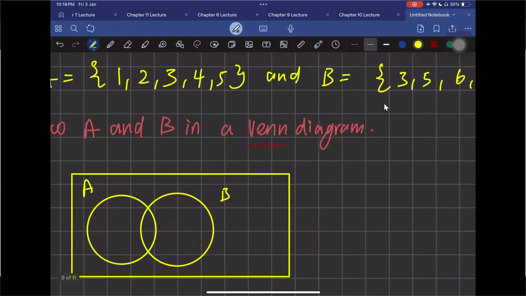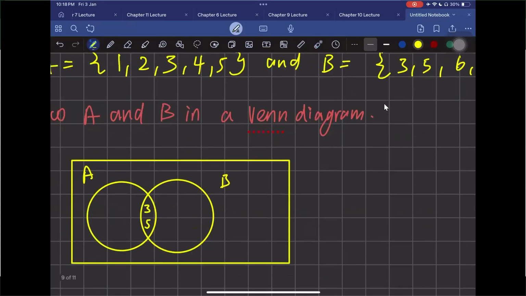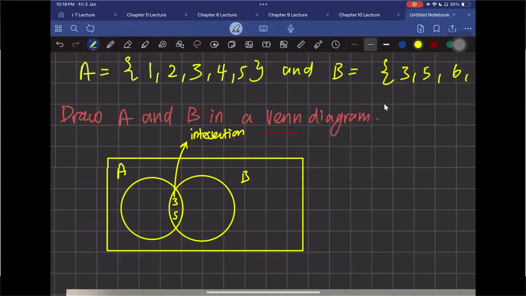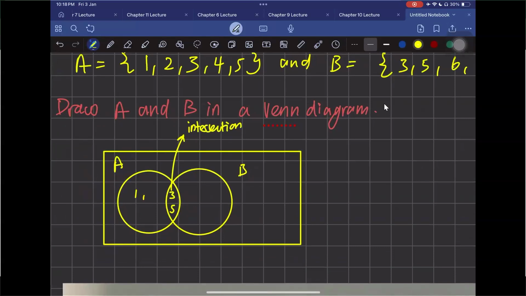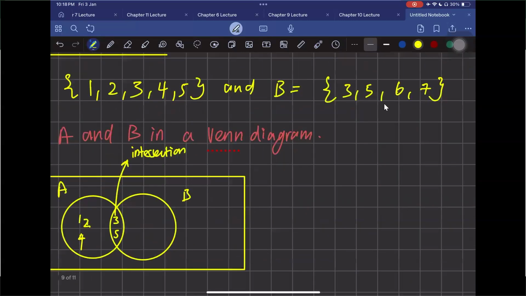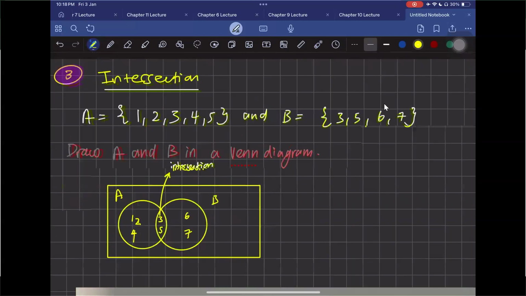Your 3 and 5 are found in both sets, so these are written in the middle part. This middle part is known as your intersection. Then you can write down the rest of set A here, which is 1, 2, and 4. And over here would be 6 and 7.